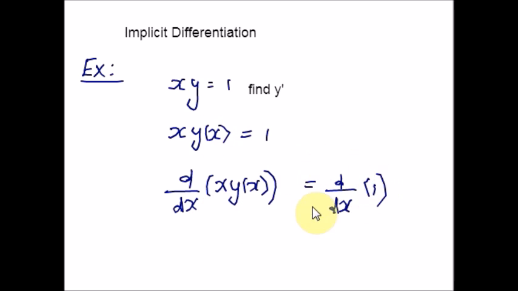Actually, the right side is easy. It is just the derivative of a constant. The left side is also easy, but we have got to recognize that we have actually got a product here, the x and the y of x. So to do the derivative of the left side, we will need to do the product rule. So by doing the product rule, we will get, hope you're familiar with product rule. We have already made few videos regarding the product rule.